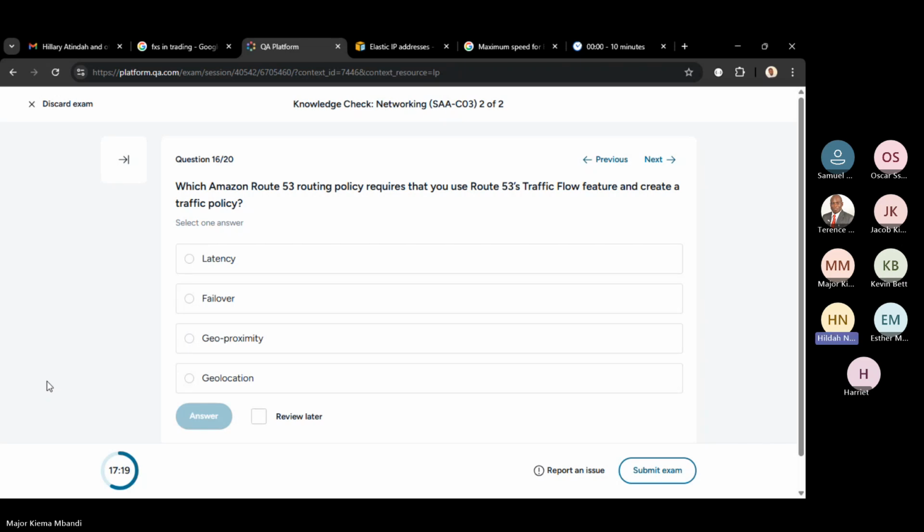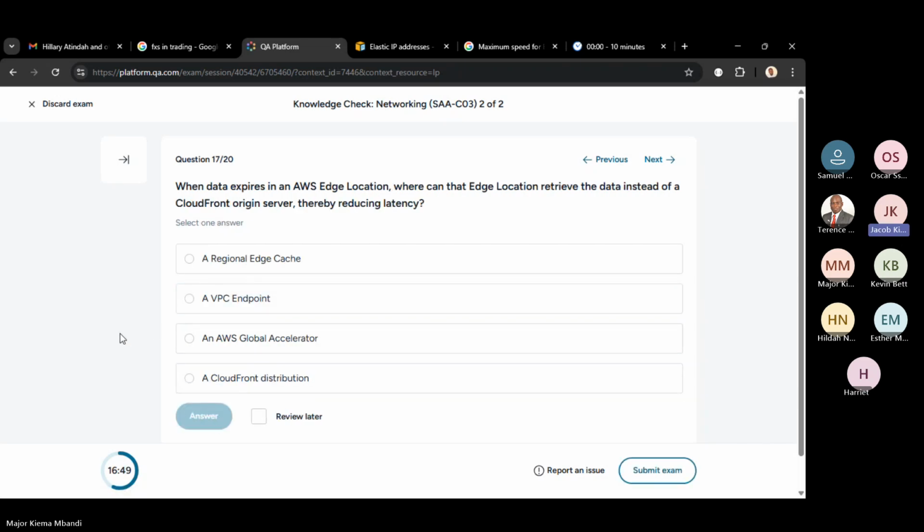Which Amazon Route 53 routing policy requires that you use Route 53's traffic flow feature and create a traffic policy? Latency, failover, geoproximity, geolocation. Traffic flow feature and create a traffic policy. I think failover. Okay, next question is mine.